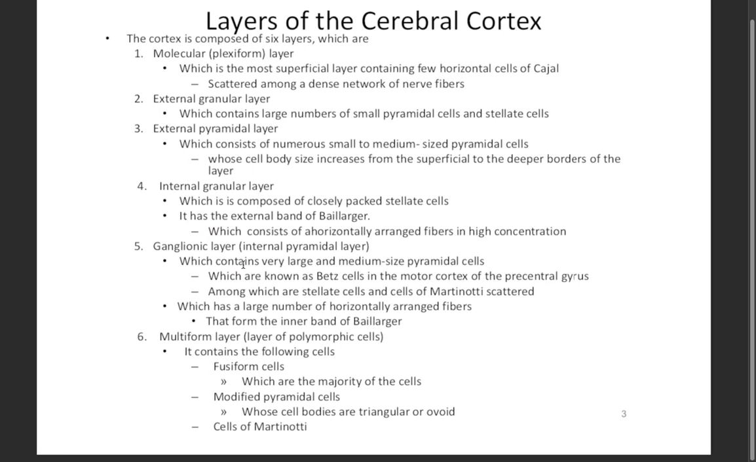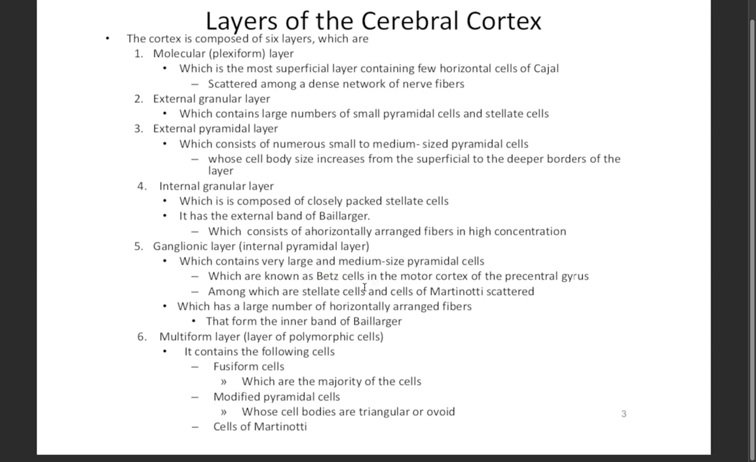Talking about the fifth layer, which is named the ganglionic layer, or another name, the internal pyramidal layer. Because we have the external pyramidal layer, this is the internal pyramidal layer, called the ganglionic layer. It contains very large and medium size pyramidal cells. So again, in the second layer we have small pyramidal cells. In the third layer, we have small to medium-sized pyramidal cells. In the fifth layer, we have large and medium-sized pyramidal cells, which include the Betz cells.